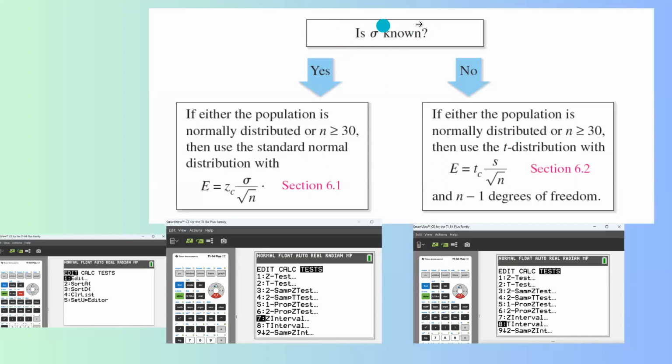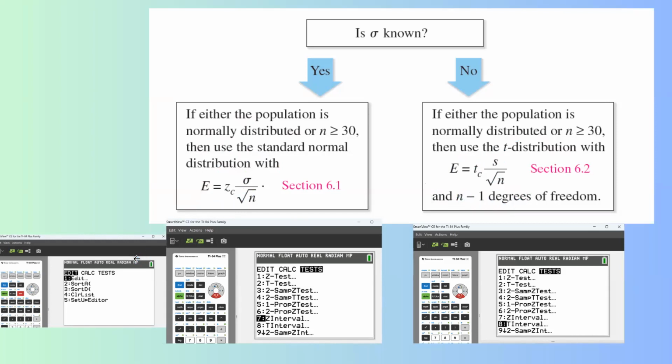When you're working with confidence interval approximating population mean, you need to check to see if sigma is given or not. If sigma is given to you, then you're going to use ZC and sigma to find E, or margin of error. If it's not given to you, you're going to use T sub C and S, which is the sample standard deviation, and the degrees of freedom, n minus 1.